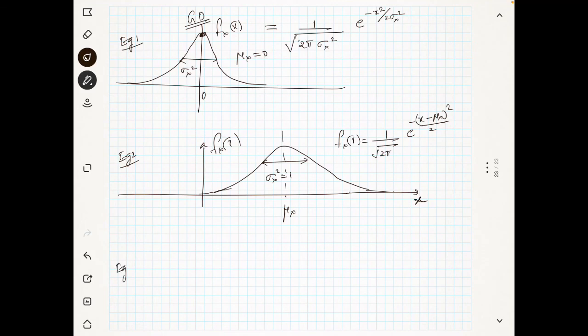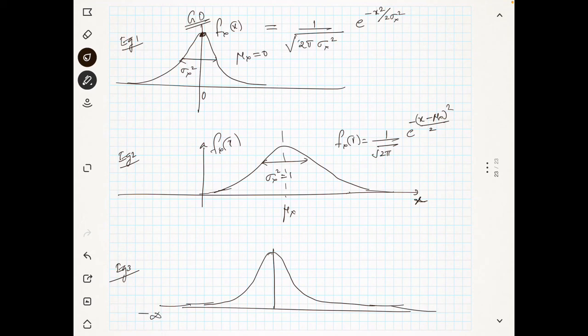And there is another example 3, where you have both mu_X and sigma_X squared specified, something like this one. This is going to 0 here, and here it is going to minus infinity, with x and f_X(x). In this case, I am assuming sigma_X squared is equal to 1 and mu_X is equal to 0. That means f_X(x) is 1 by square root of 2 pi into e power minus x squared by 2.